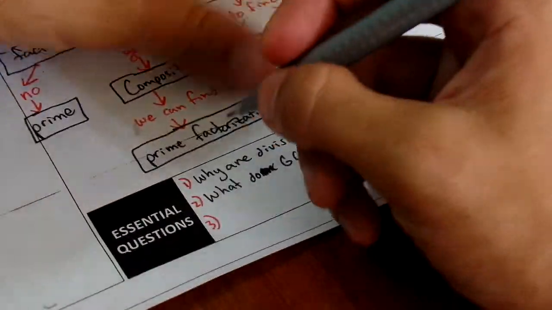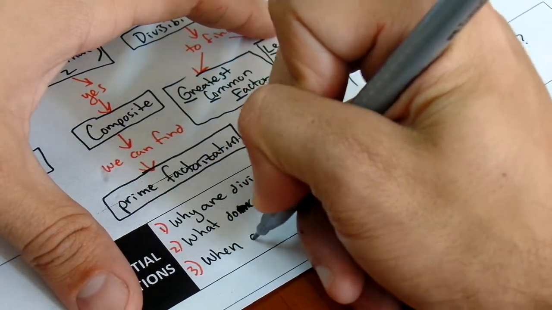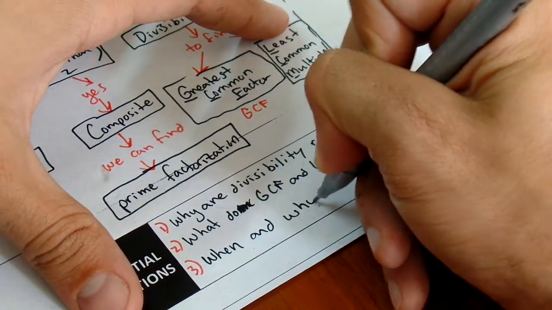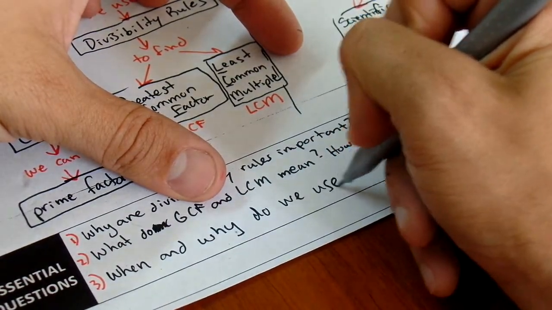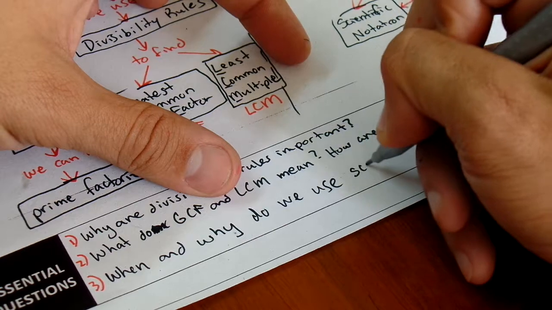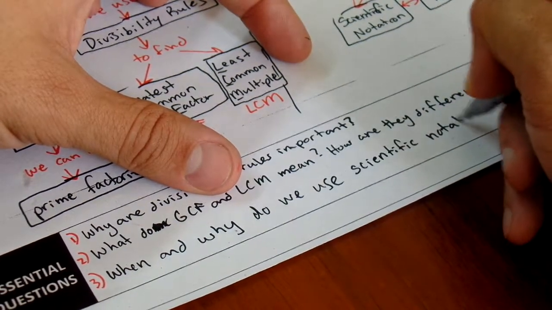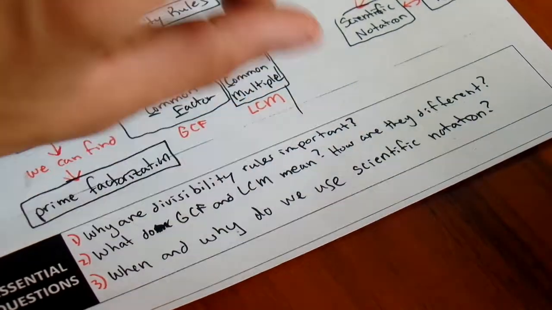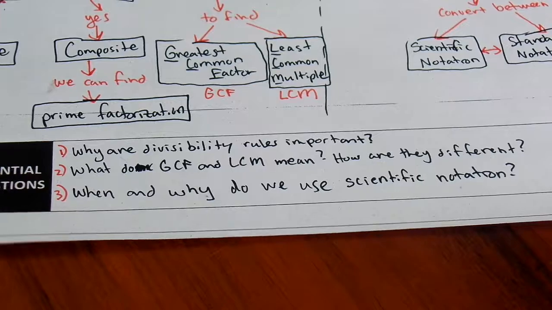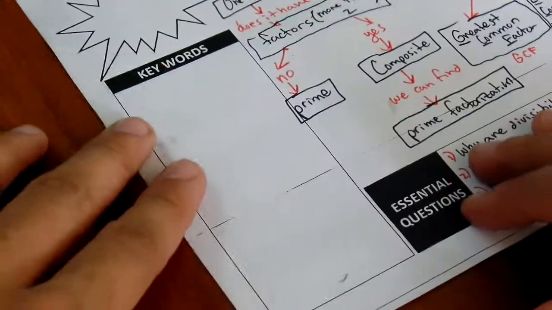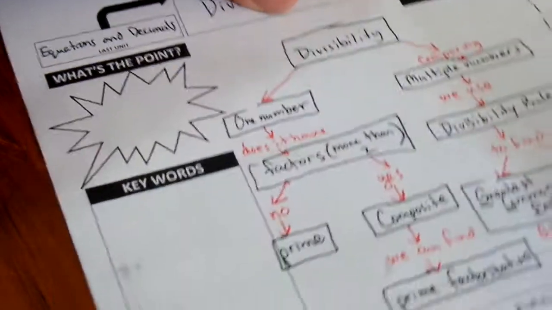And the last one, I want to know when and why do we use scientific notation. Okay? So when and why. Now let's work our way over here. The vocabulary for this unit. We're just going to go in order from the map, basically.